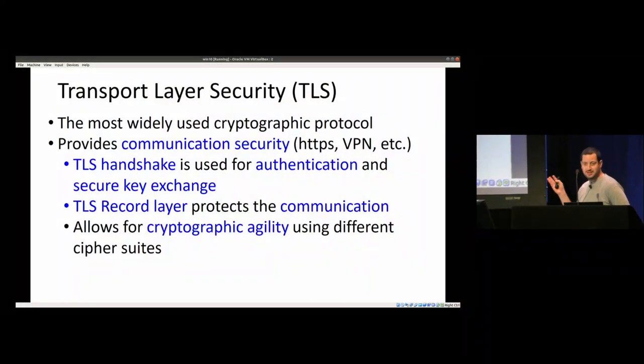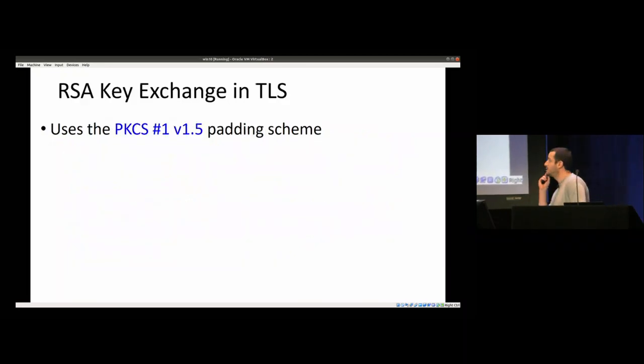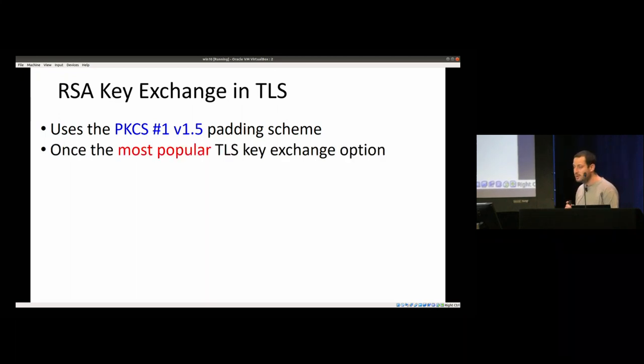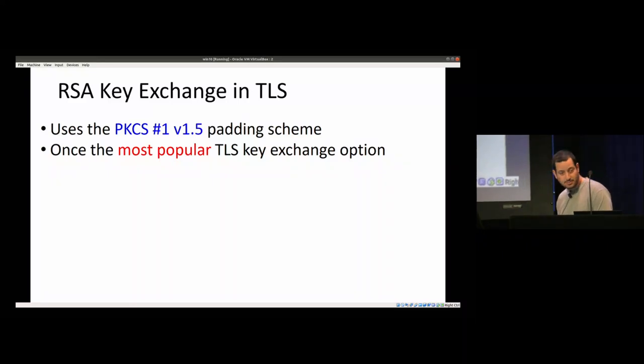Now, I don't really think that TLS needs an introduction for this crowd, so maybe I'll just skip it. So, there is TLS, you just heard the talk about it, and I want to talk today about a specific class of cipher suites in TLS, which are the RSA key exchange cipher suites, and they all use a padding scheme called PKCS #1 version 1.5, which we're going to talk about today. And although we didn't see any of those cipher suites in the statistics that was just shown, it was once the most popular TLS key exchange option available. Basically, 100% of all TLS connections used to use this option.